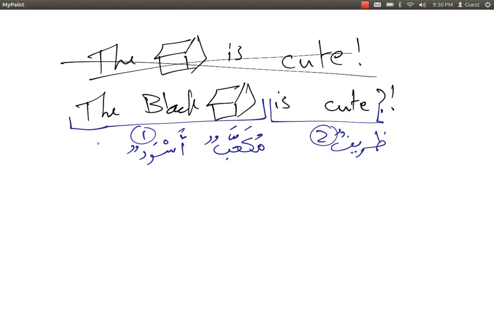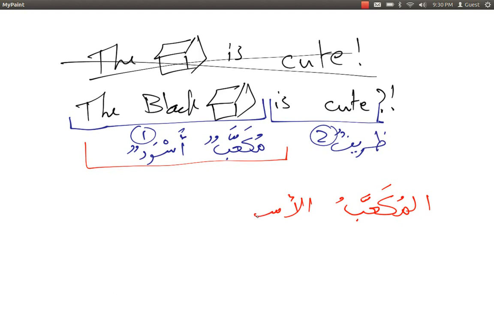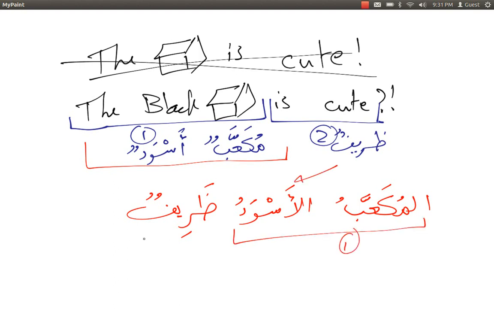Well, the first part is this part, so we write it first. It is المكعب الأسود ظريف. So this is the first part, and then we added the second part. المكعب الأسود ظريف. One more example.